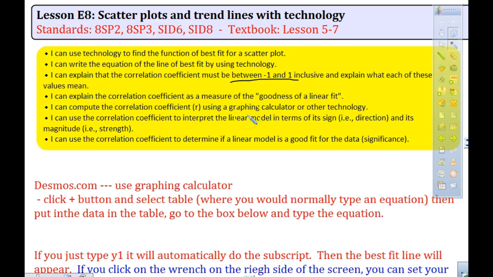We're going to use the graphing calculator, in this case the Desmos. We're going to interpret it looking at the direction. Is it positive, negative, the magnitude? This part right here, I need you to write this down. On the Desmos calculator, just write this part down.